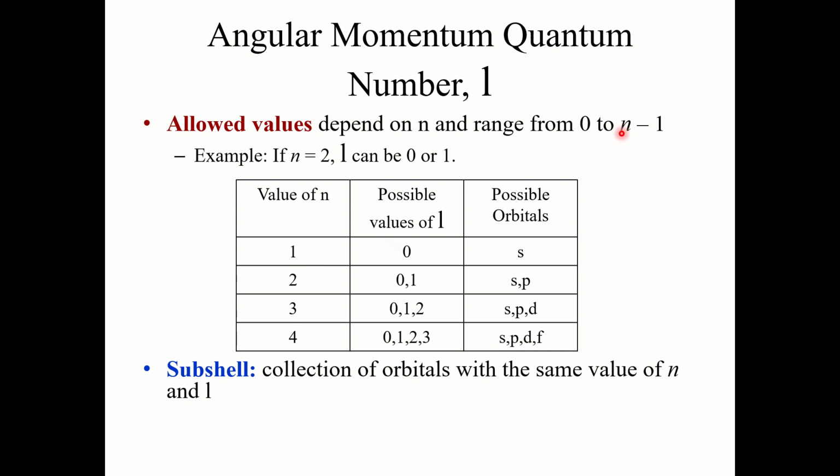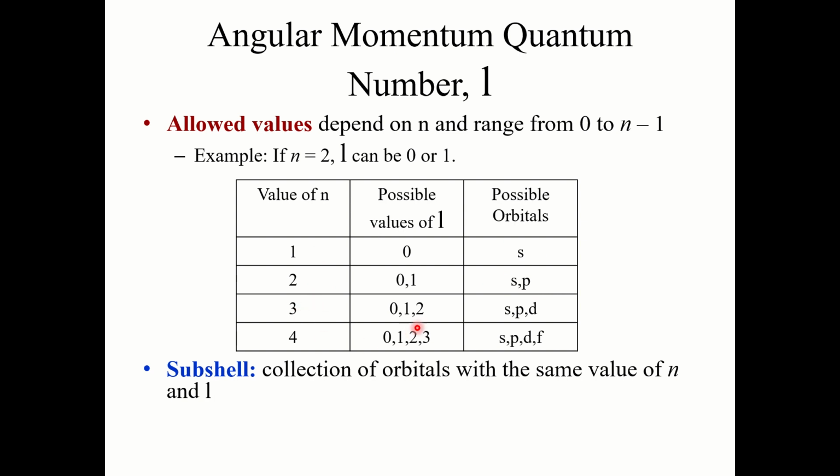So if n is 1, the only possible value is 0, which means the only possible orbital is an s orbital. When n equals 2, there are two possible values of L, right? If n equals 2, then L can be 0, or it can be 2 minus 1, which is 1. So when n equals 2, there are two possible values of L, 0 and 1, which means there are s and p orbitals in the second energy level, whereas there is only an s orbital in the first energy level.